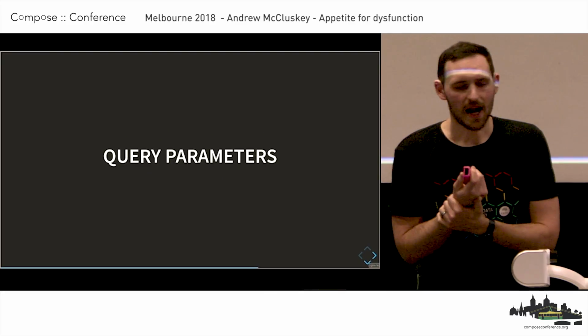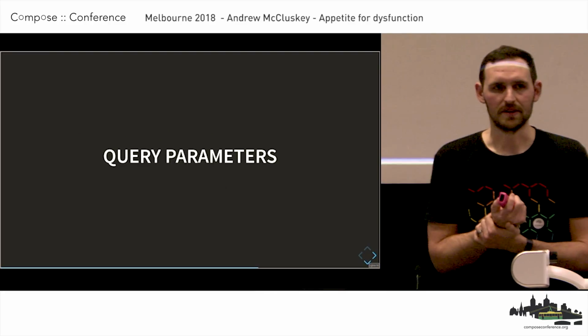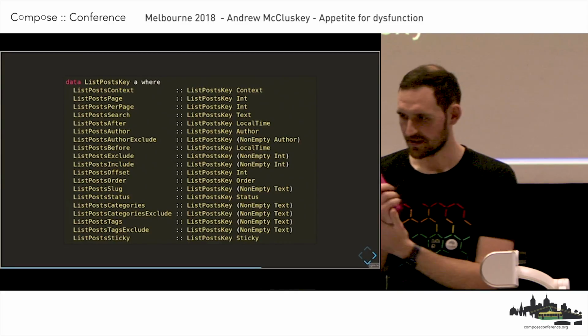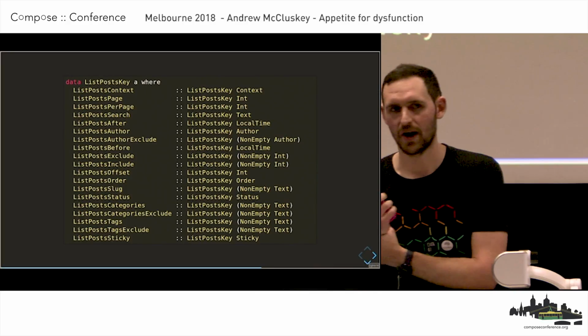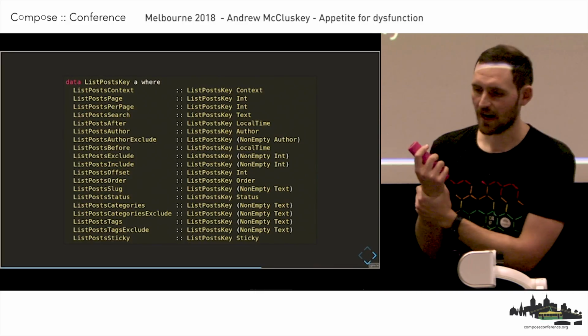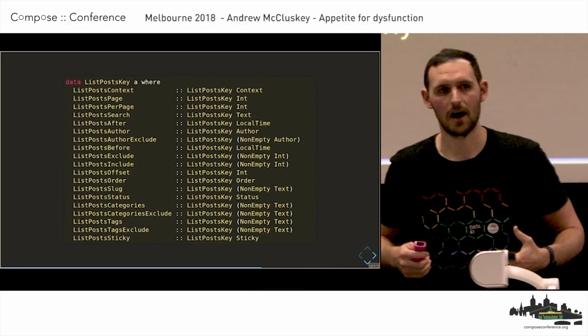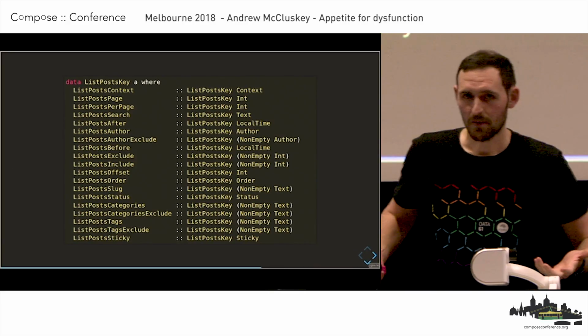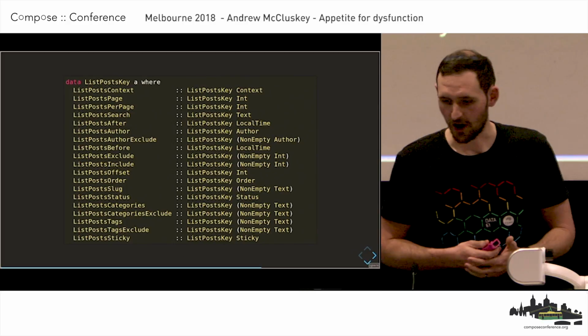One interesting part of using Servant for this problem was handling query parameters. So here's all of the keys for a list post type. These are the different ways that we can filter our posts when we're asking WordPress to list them for us. And again, we're using a DMap because we had a similar problem that we spoke about earlier.